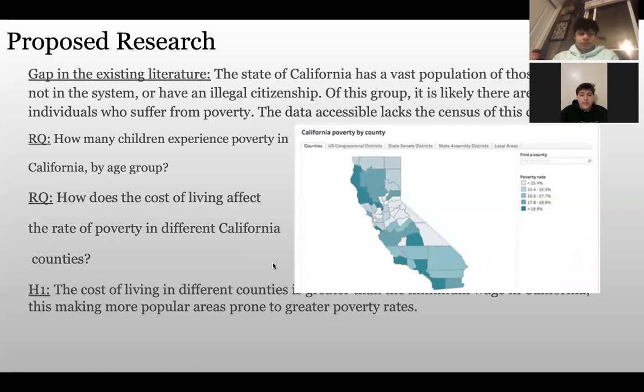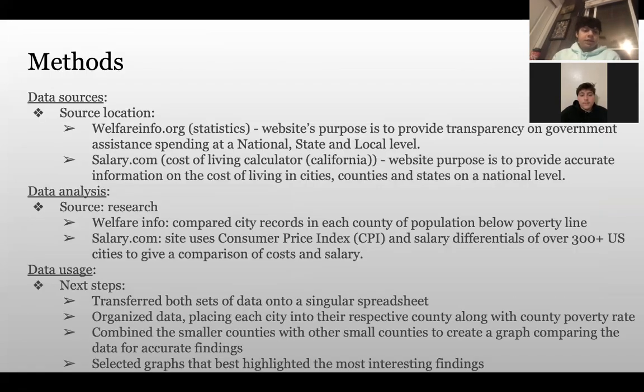The two research questions that we created were how many children experience poverty in California by age group, and how does the cost of living affect the rate of poverty in different California counties? For data collection, we found various reliable sources online and gathered the data given from those sources and compiled them into a spreadsheet and then made graphs to analyze the data better.